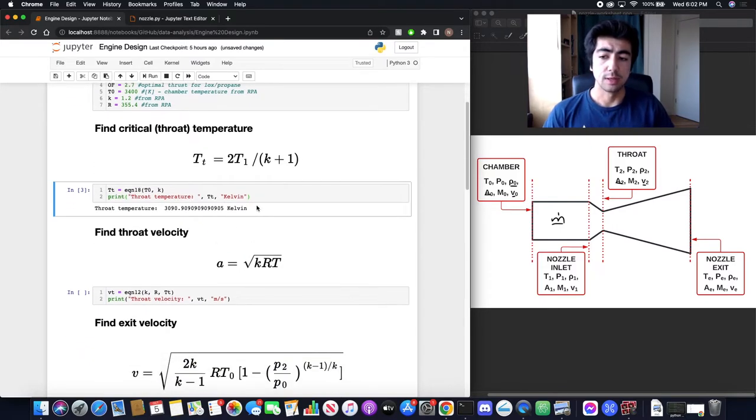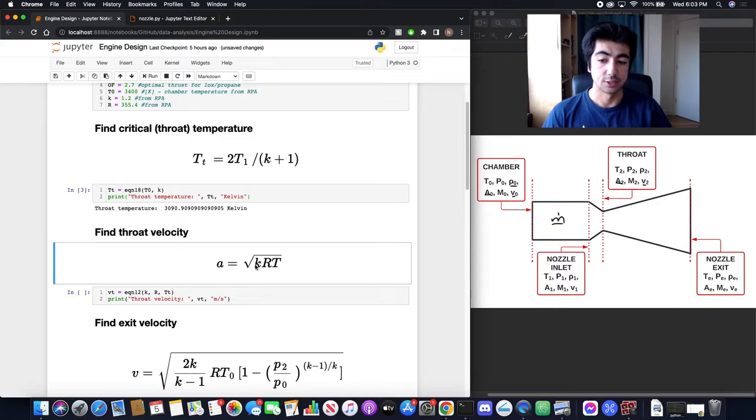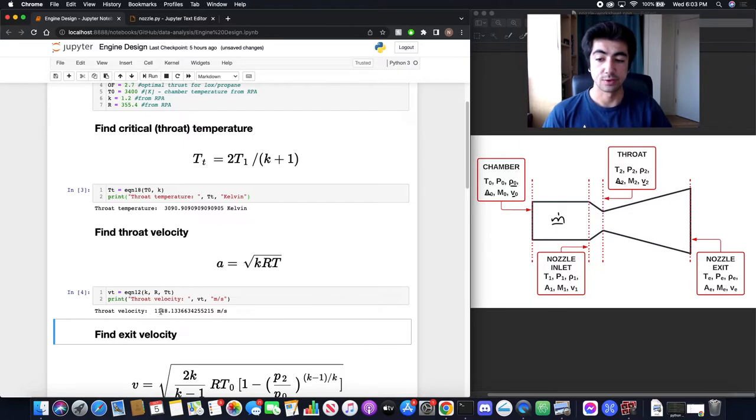Now that we know the throat temperature, we can find the throat velocity. Remember, at the throat, we're at Mach 1. Mach 1 is the local speed of sound, and this is equation 12 on the sheet, for the local speed of sound. We know K, we know R, these are properties of our exhaust gas, and now that we know the temperature at the throat from the previous step, we can find our throat velocity. Solving this equation, we get 1100 meters per second.